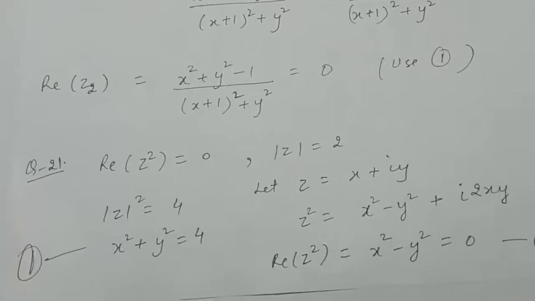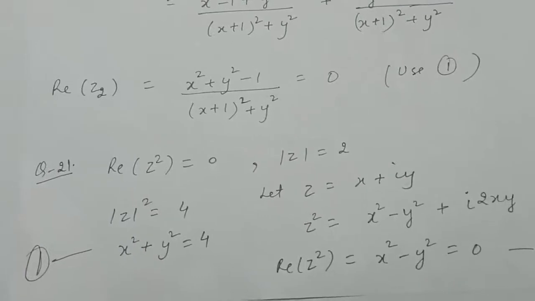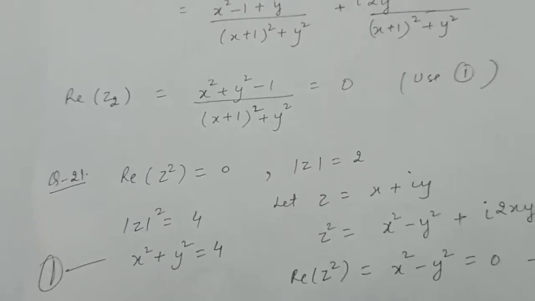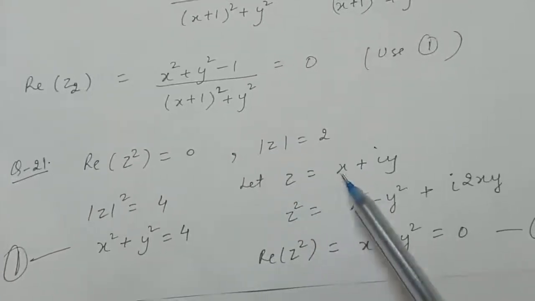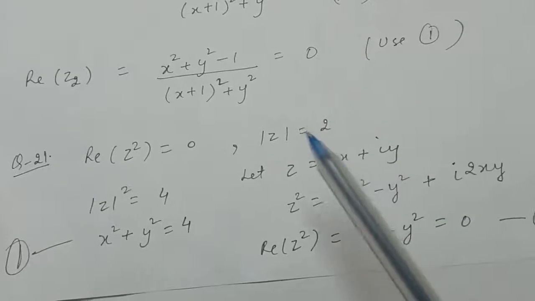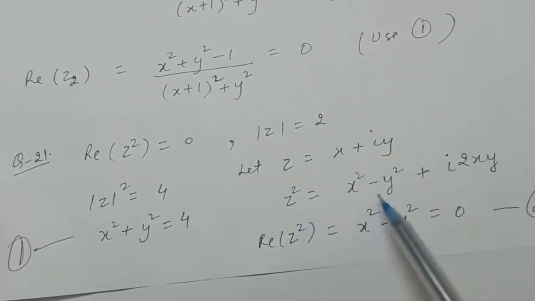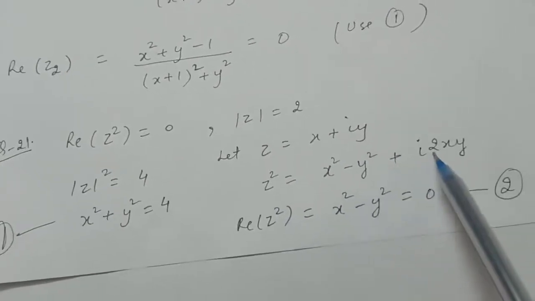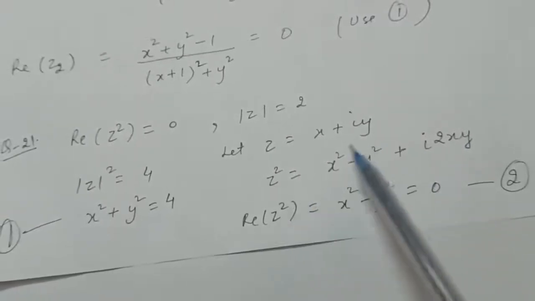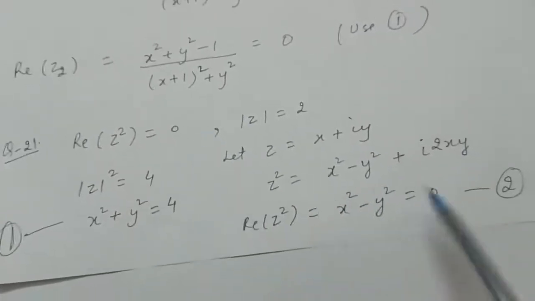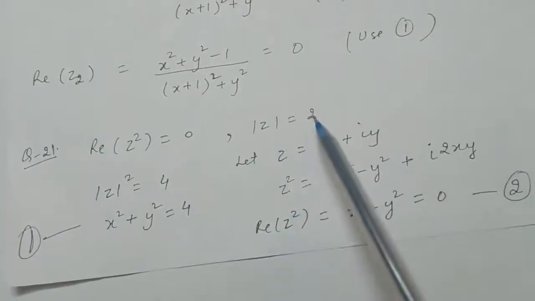Now question number 21 is, solve the system of equations: real part of z square is equal to 0 and modulus of z is equal to 2. First of all, let z be x plus iota y. Now z square will be the square of this, which is x square minus y square plus 2 iota xy. From here you can see the real part of z square is this, which is given to us as equal to 0. So let this be 2, and now see, this modulus of z is 2.